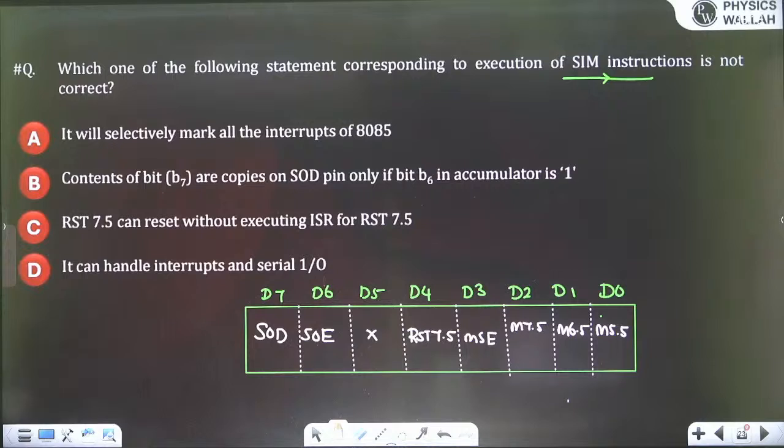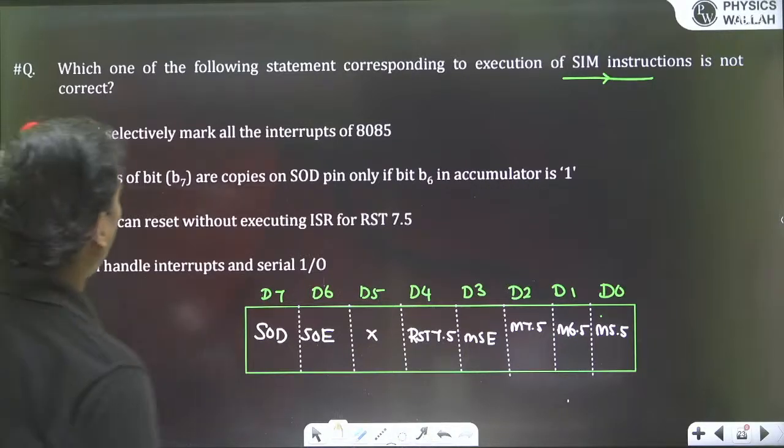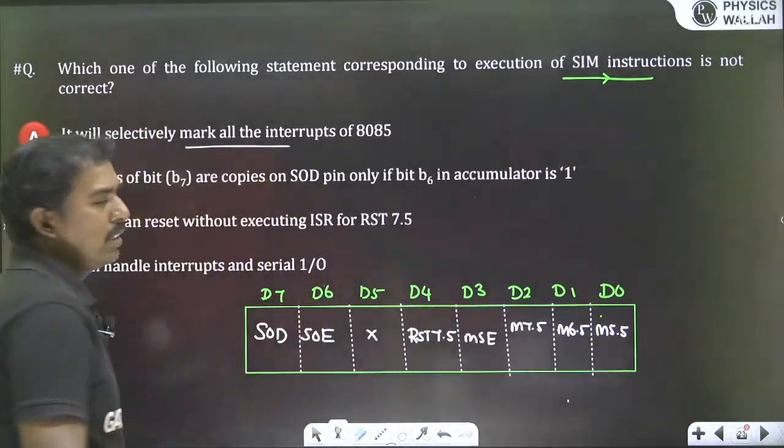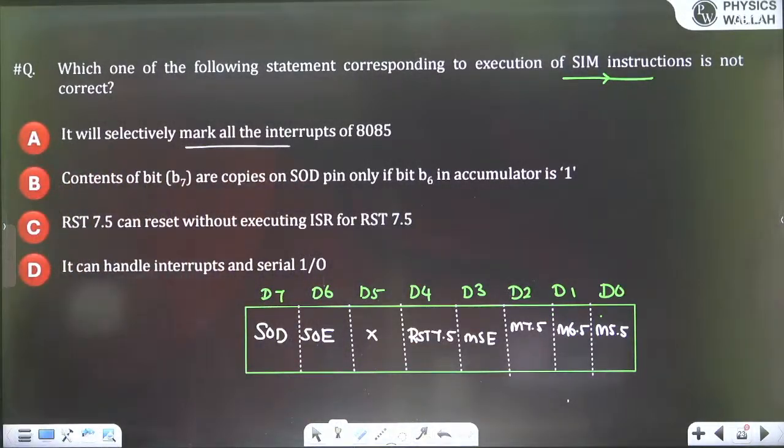So what is the use? Masking and unmasking of 7.5, 6.5 and 5.5. So it is 7.5, 6.5, 5.5 only. But he has mentioned that it will selectively mask all the interrupts. Selectively masking all the interrupts is not correct, right? It is not related to all the interrupts.